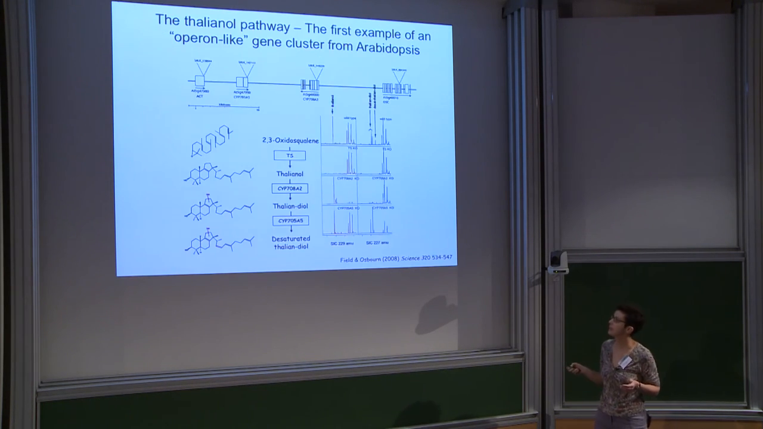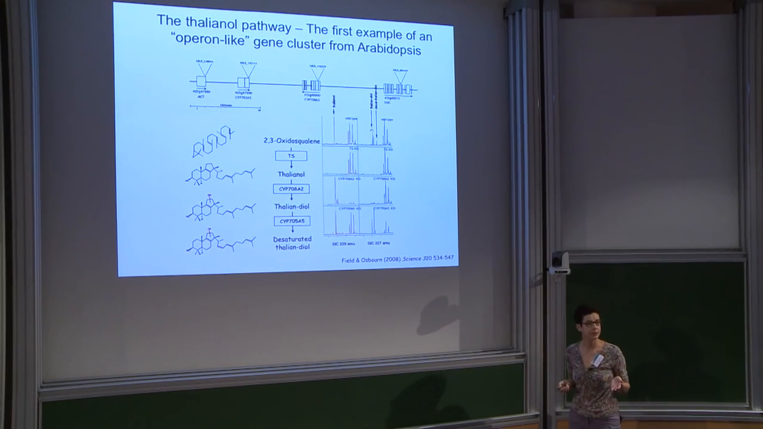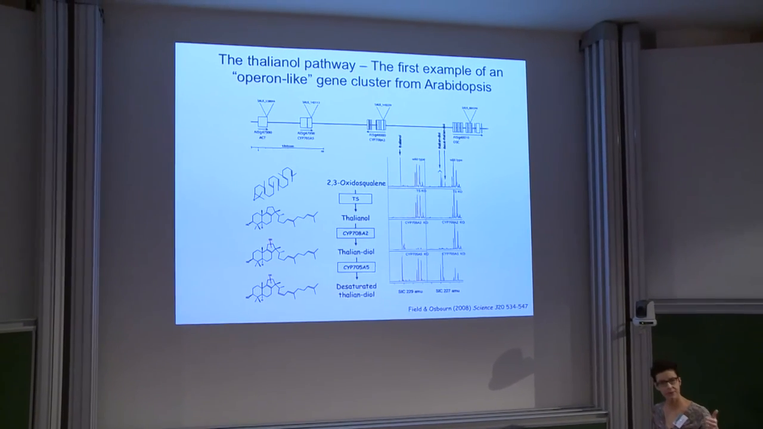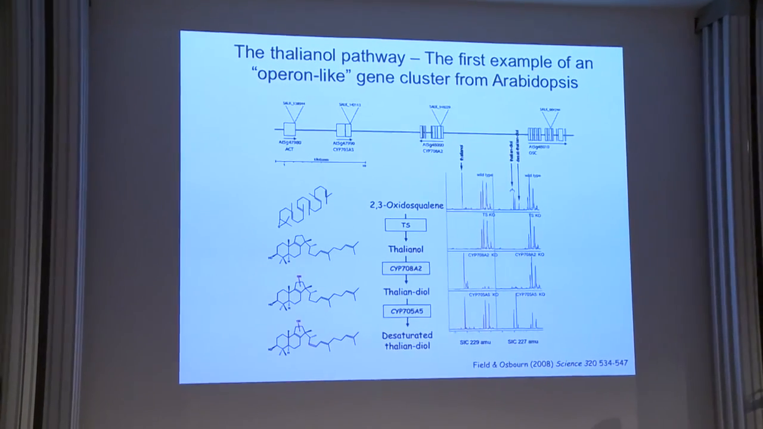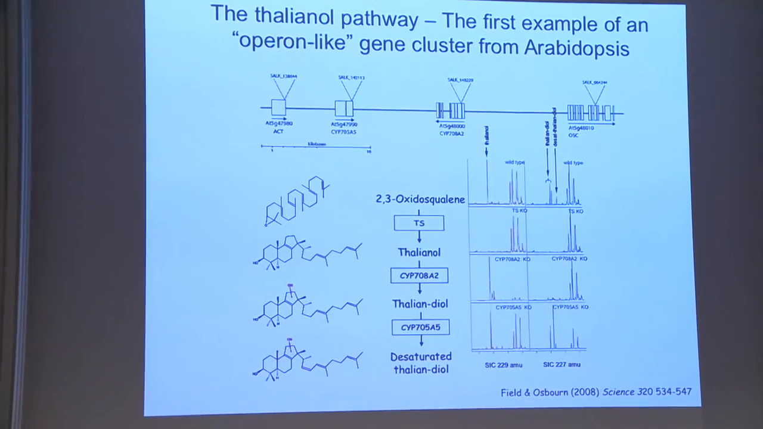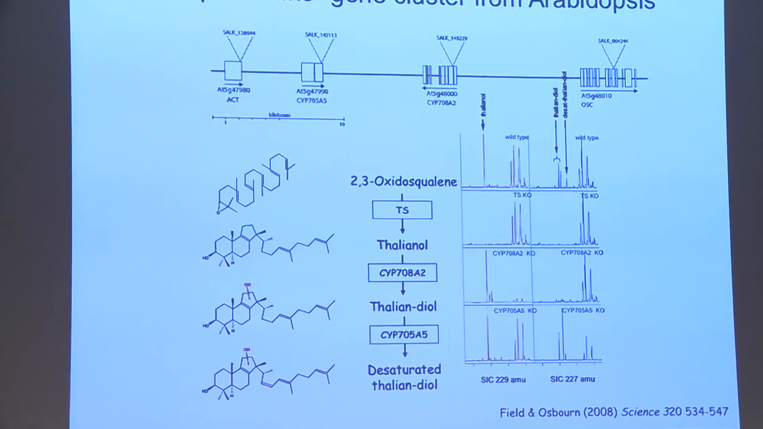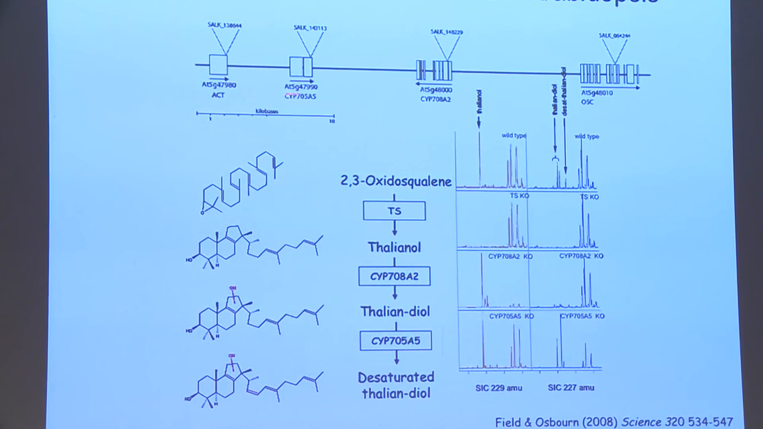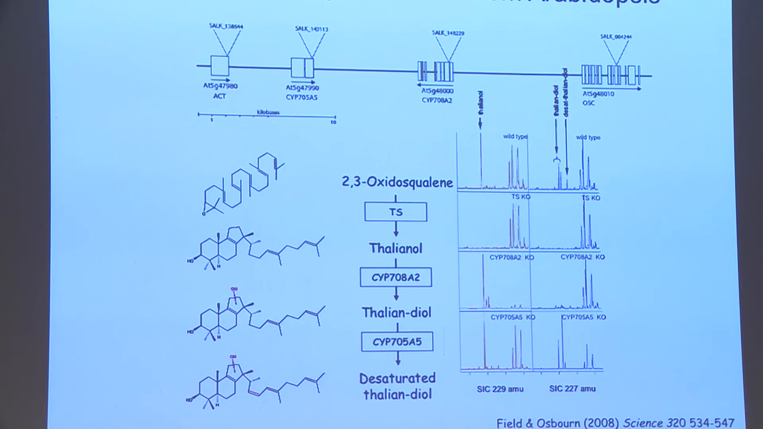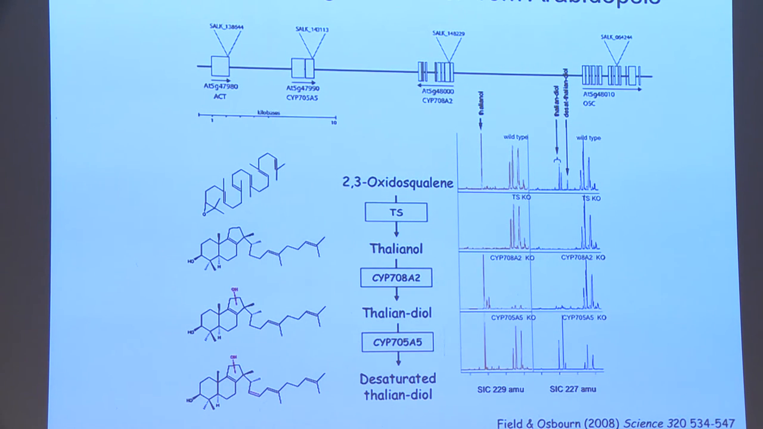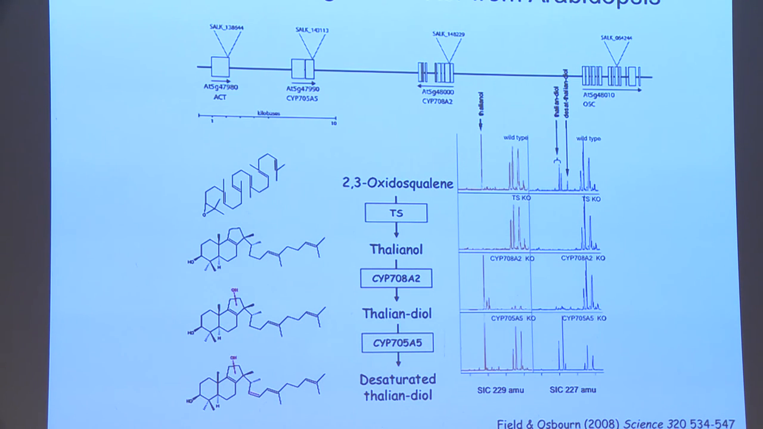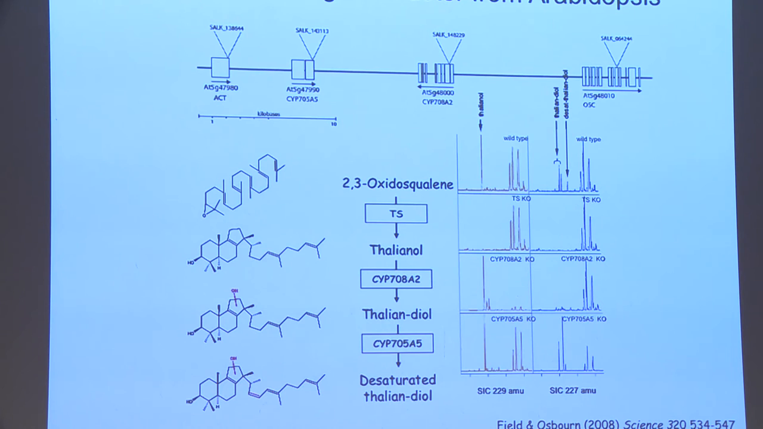So we wanted to find out how common this clustering phenomenon might be. There was the original maize cluster, the oat cluster. So we went to Arabidopsis because at the time there weren't many plant genome sequences available, and the Arabidopsis genome was very high quality. And we did a very crude mining experiment. We simply looked for genes that were predicted to encode 2,3-oxidosqualene cyclases. So genes that looked like they might be able to take 2,3-oxidosqualene and turn it into one of those cyclic products that I've mentioned.